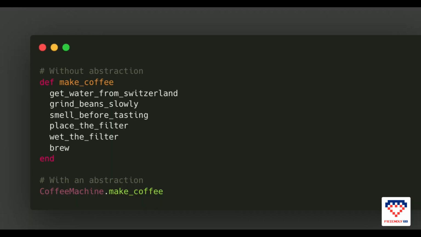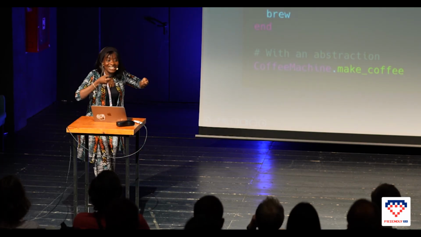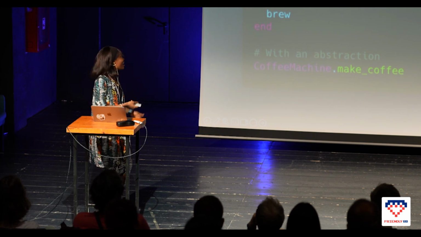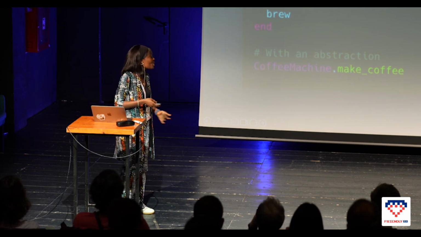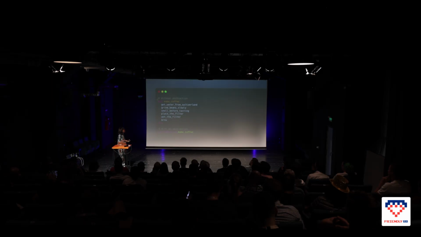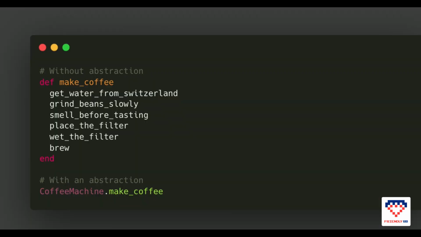In code, this will look something like this. Everything he said. He said, go to Switzerland because they have good water. And then he said, grind the beans slowly. I remember him saying exactly, not so fast. And then he said, smell before tasting, right? And all these things he said. But with an abstraction, you would just call the machine that makes your coffee, and then you get it. You don't need to bother about any other thing.